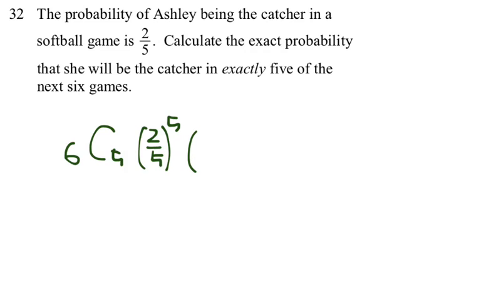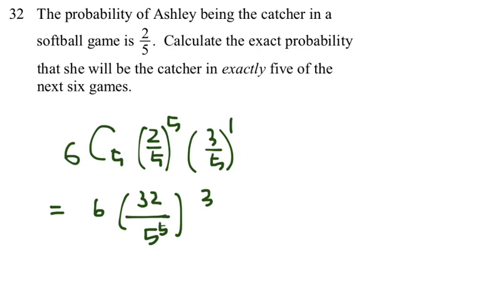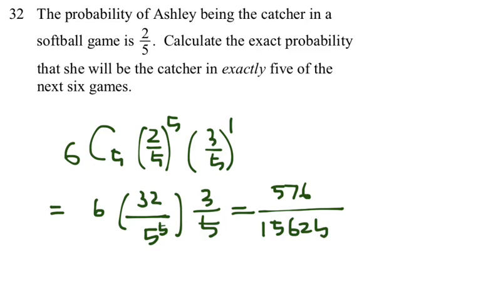And then the last one is the other portion of the probability, which will be 3 out of 5. And then the exponent will be 1. So once you calculate this one, then we end up getting 576 over 15,625, and that becomes our answer.